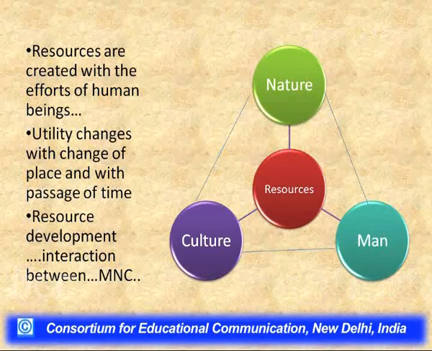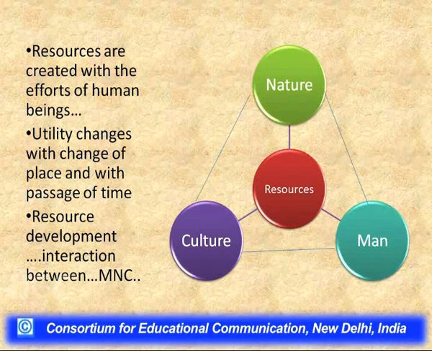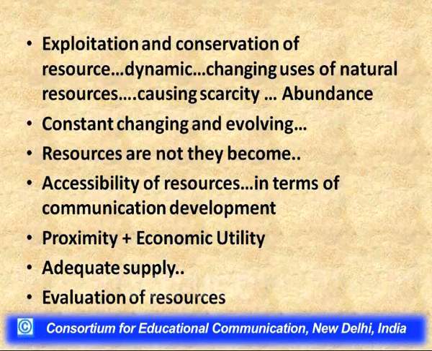So, there is a utility, there is a function of resources, but man has to use technology and science to use these resources, and utility changes with the change in place and the passage of time, because it is a dynamic concept. So, the interaction of man, culture and nature decides the resource pattern and resource process of a particular country. When we talk of resources, the interaction between man, nature and culture is very important, because man alone can utilize nature, and through cultural advancement and development, he can exploit or create more and more resources in the world. So, exploitation and conservation of resources is a dynamic process.